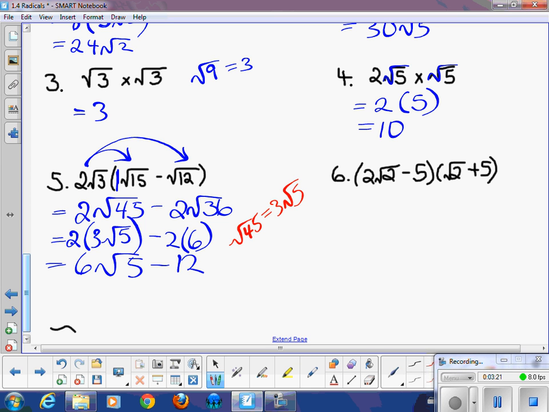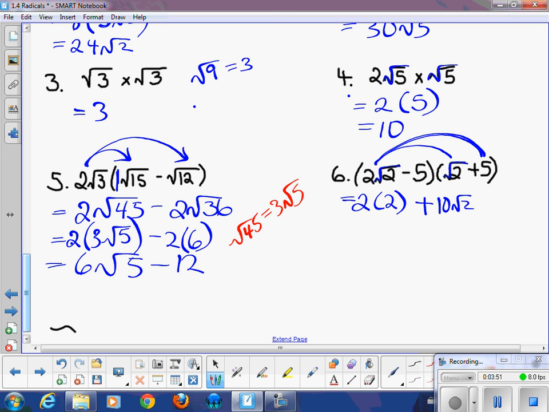And the last question, you can see that we have binomials. So it means that we can use FOIL, so this times this. So we have 2 times the square root of 2, so we have actually 2 square root 2 times square root 2, which is like number 4 and 3, it's going to be 2. And then we have 2 times the 5, so we have a positive 10 square root 2.